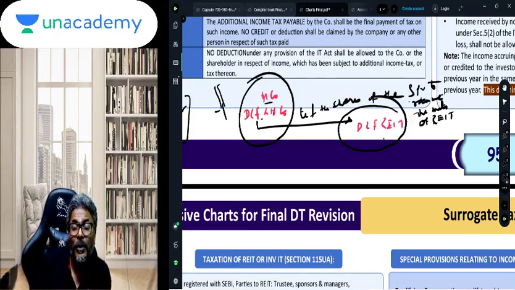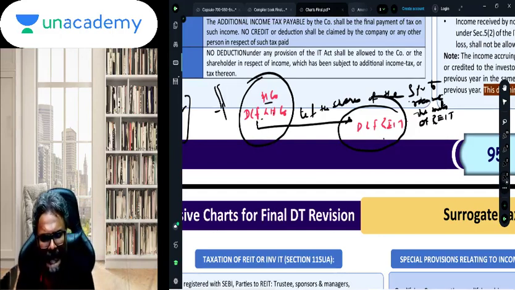And if it is long term, then the computation will be done under the head capital gains, and that too under section 112A. 112A covers even the unit of REIT. So on the transfer of the unit of the REIT, the computation of the capital gains is in the hands of the transferor. And who is the transferor in this case? The transferor in this case is DLF Limited.